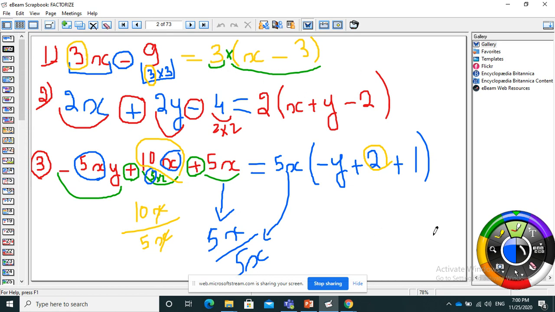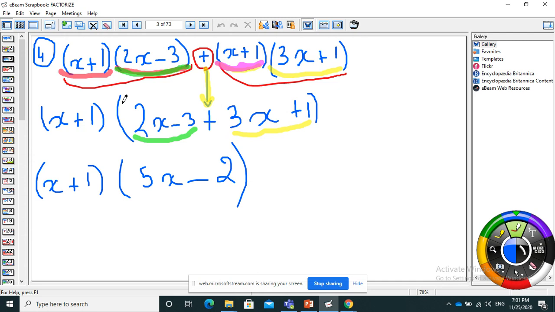The third one here, I also have 3 terms. I will notice that I have in common 5 and x, because 10 is 5 times 2, x. So 5x is in common. From the first one, I still have minus y. From the second one, I have 2. And from the third one, I still have 1, because 5x divided by 5x is 1. Now, another example.